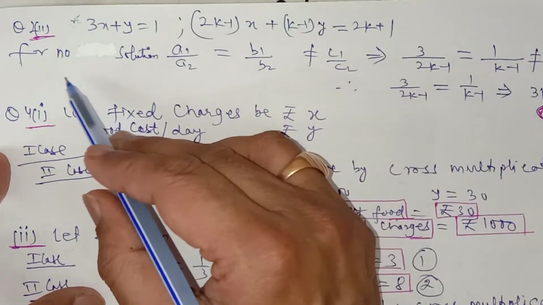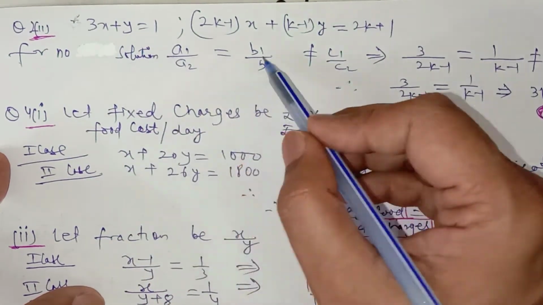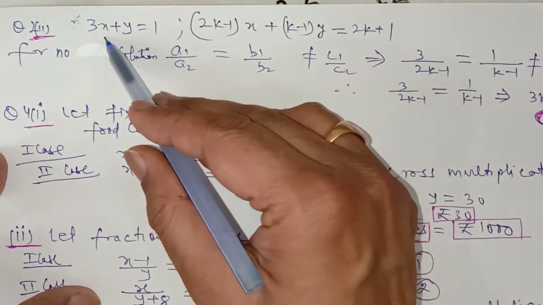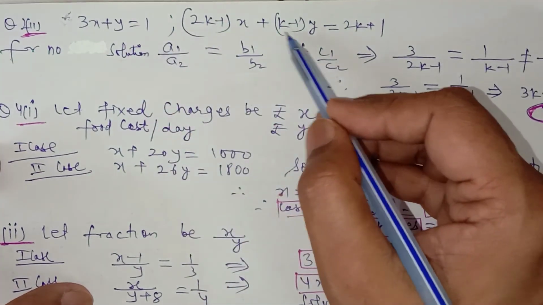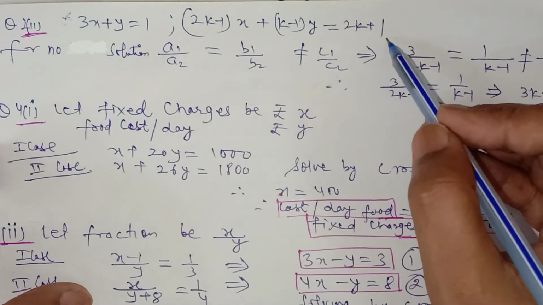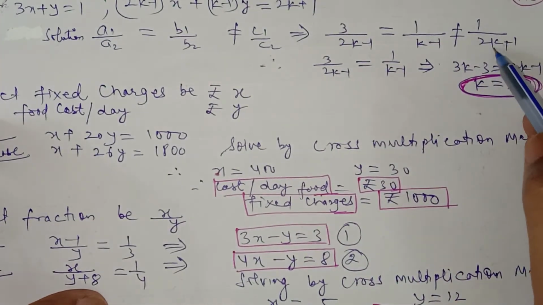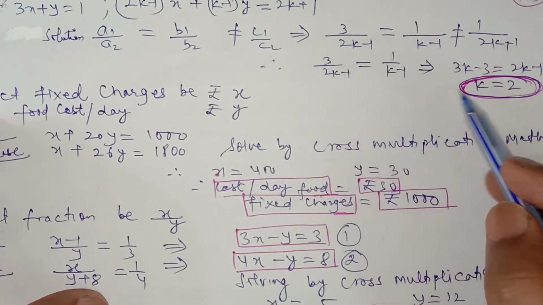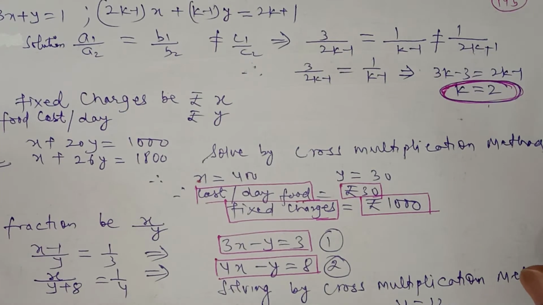It is given that this equation has no solution. So when we have no solution, a1 upon a2 is equal to b1 upon b2 is not equal to c1 upon c2. So a1 is 3, a2 is 2k minus 1, b1 is 1, b2 is k minus 1, c1 is 1, and c2 is 2k plus 1. This a1 upon a2, b1 upon b2 is not equal to c1 upon c2. So you use these two, cross multiply, and you will get the value of k.